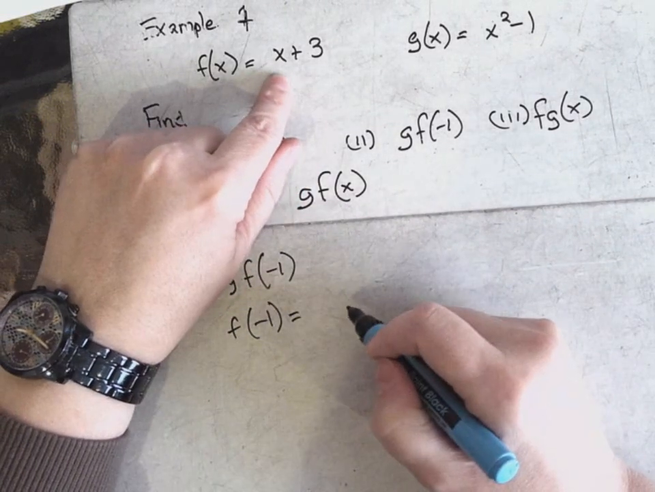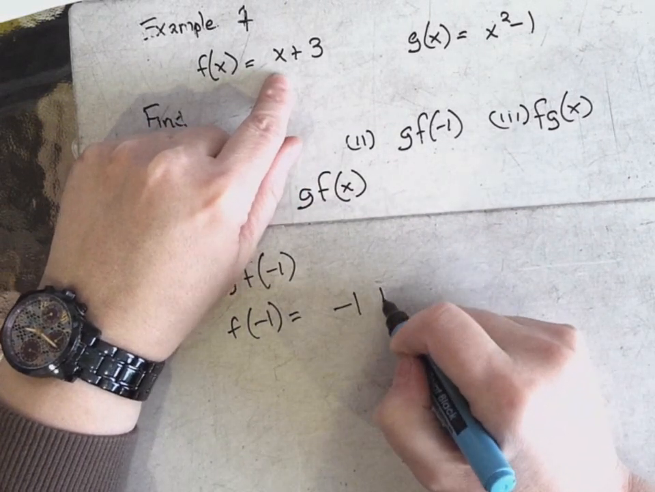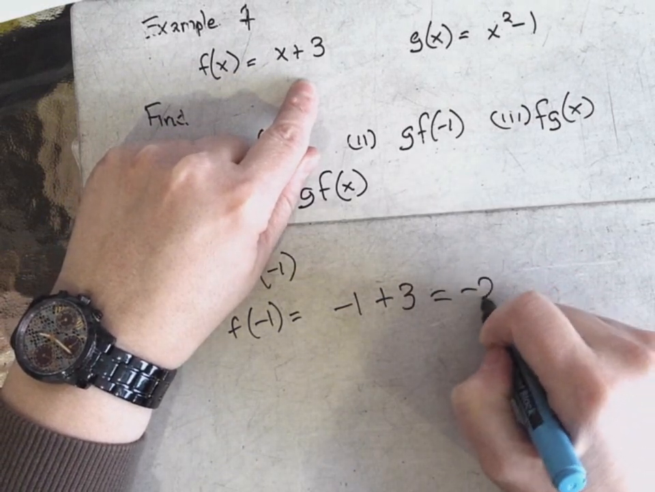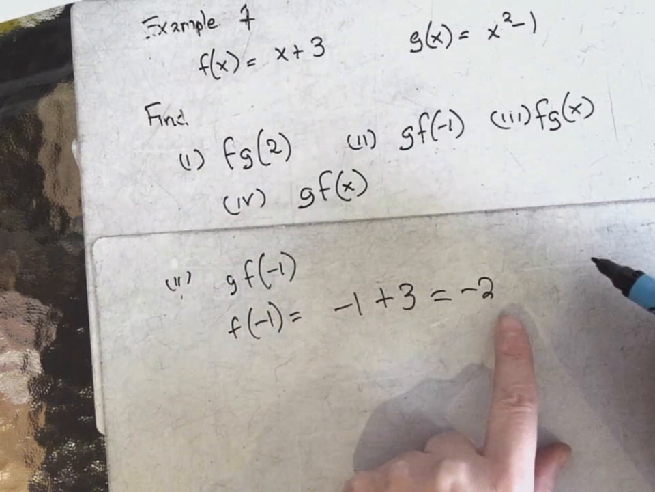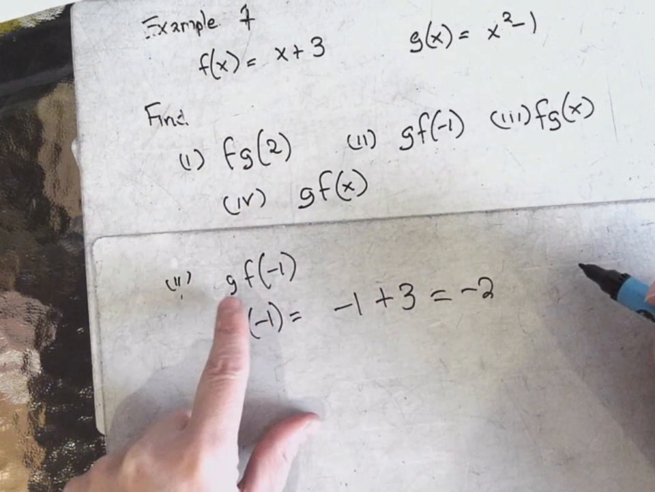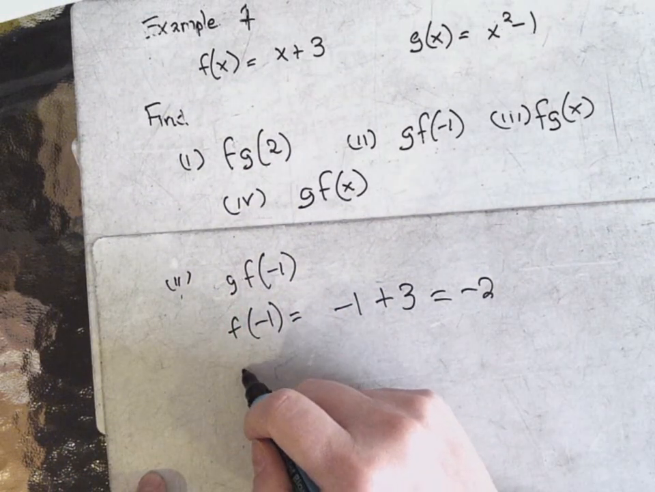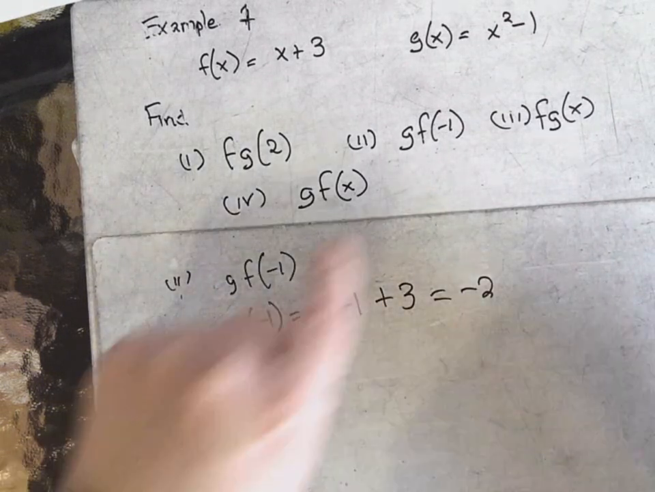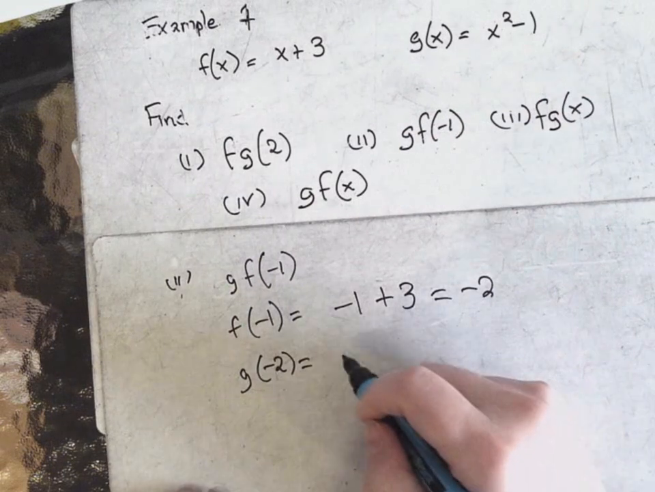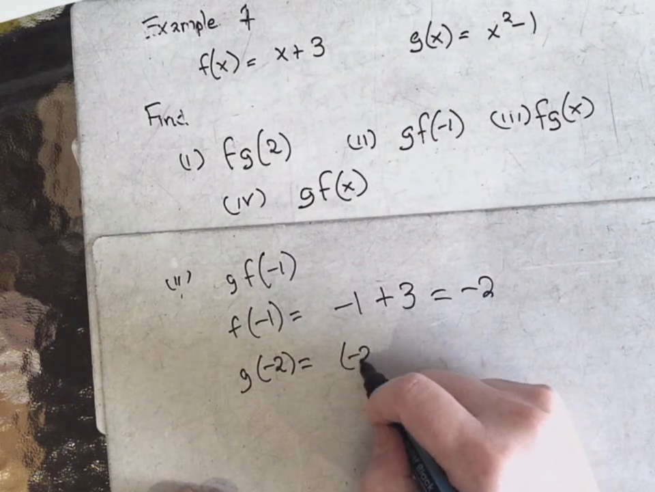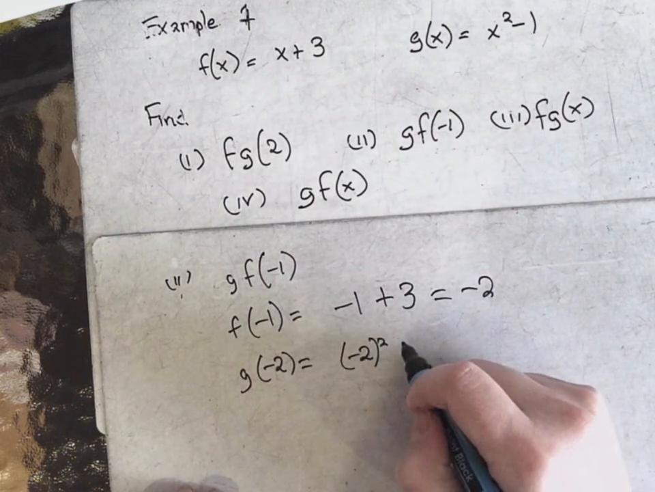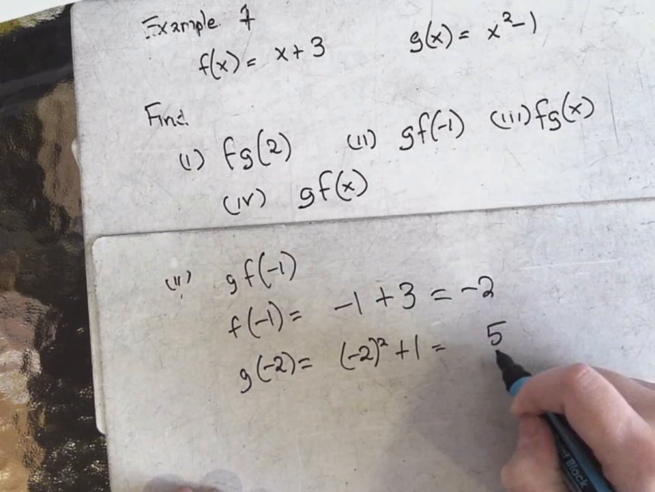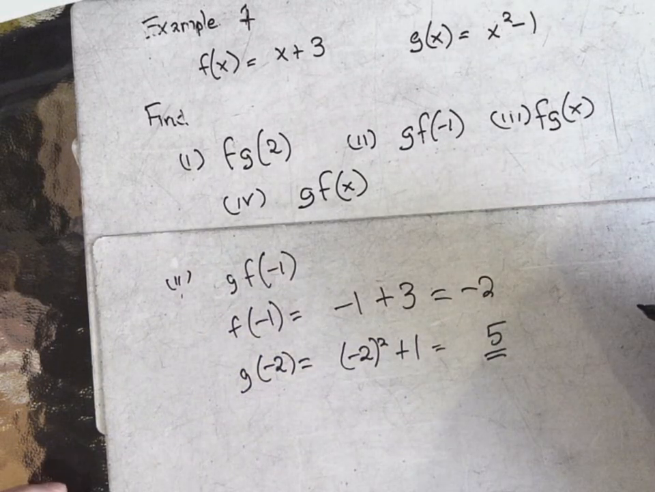Instead of that x, I'm going to put in a minus 1, and then there's a plus 3. So minus 1 plus 3 is minus 2. That's my answer to the first bit. I then take my answer and put it into g. So I'm putting minus 2 into g. Everywhere I see an x, put in a minus 2. That would be minus 2 squared plus 1, into the calculator, which is 5. So your overall answer is 5.